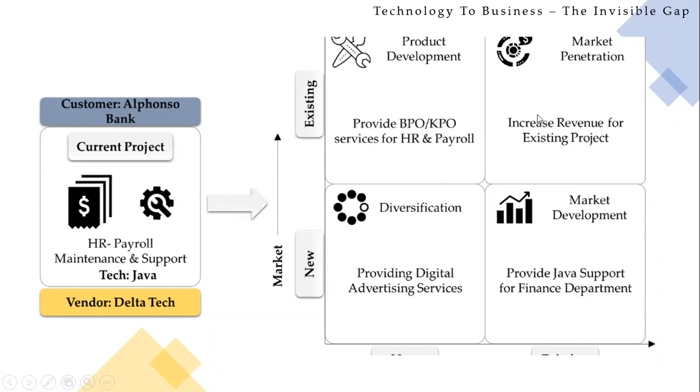This is related to HR payroll, but you want to provide services to the BPO, the call center side of it. So that is called new product development. And finally, if you want to do something completely different, that is called diversification.